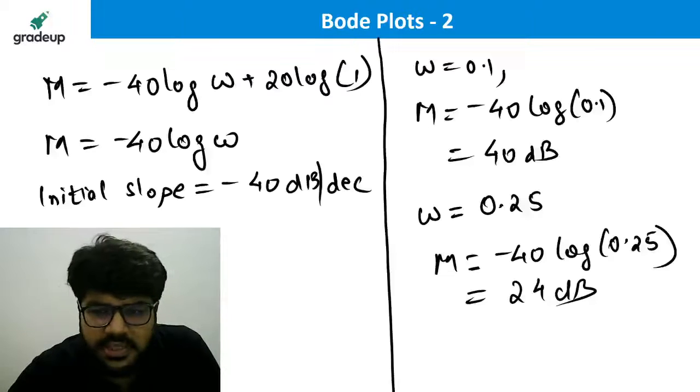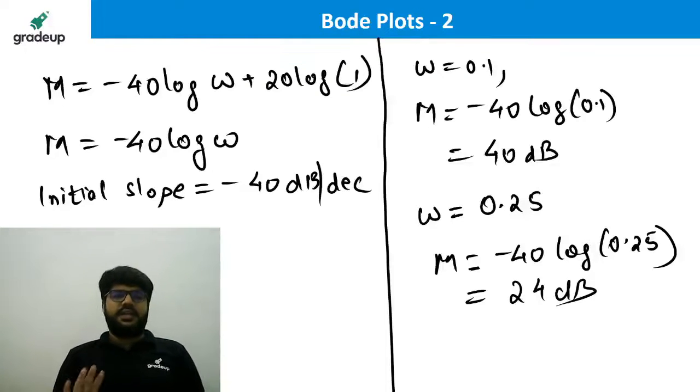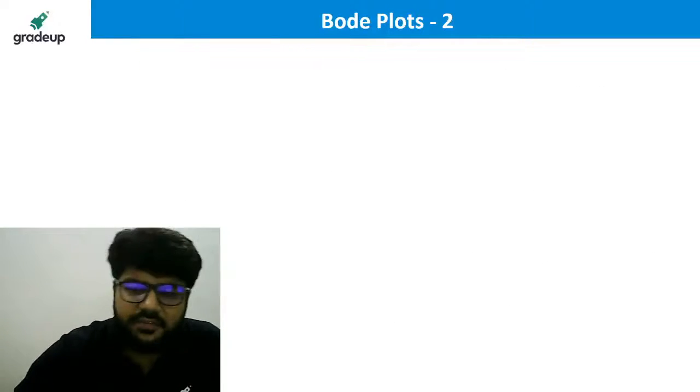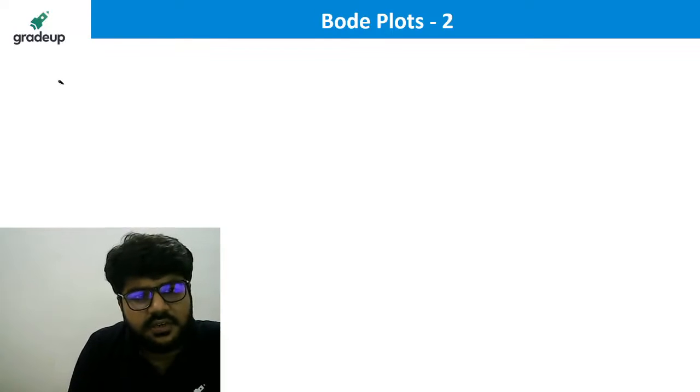Without that, don't proceed. So the magnitude is 40 and 24 at the ends of the initial part. Now, what is left in the calculation is the phase calculation.